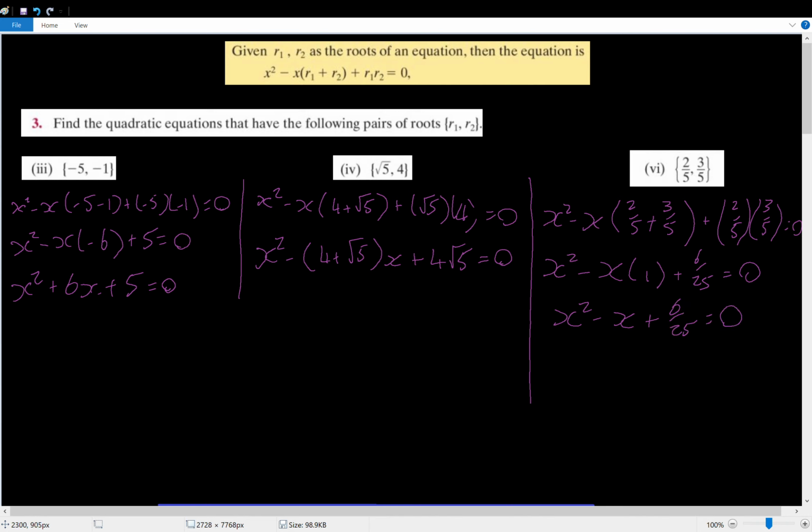Now typically we prefer to have whole numbers all the way along if we can. So in order to do that, we're going to multiply everything by this 25 here, which will clear out the fraction. So we get 25x squared minus 25x plus 6 is equal to 0. And that is that.